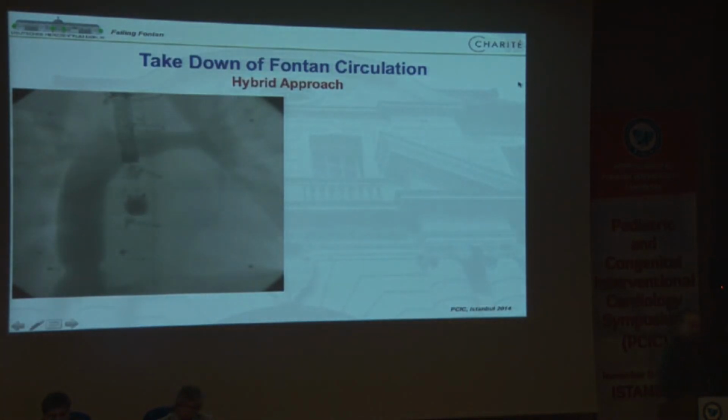So there is somehow a need, a necessity, of a takedown in these patients. And I'd like to demonstrate to you the hybrid approach of a takedown. This is a failing Fontan circulation in an 8-year-old boy. And you see here the connection to the pulmonary arteries, and you see the very diminished forward flow in this situation.